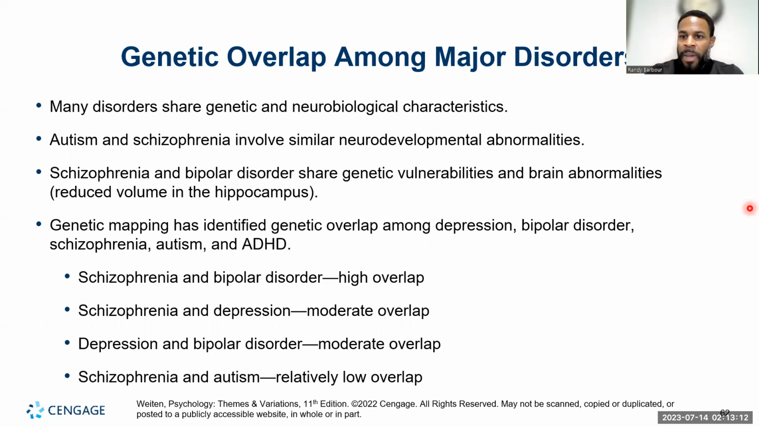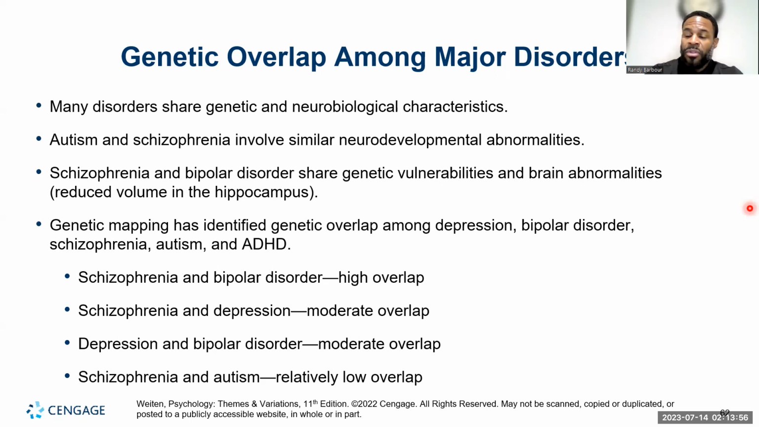overlap among major disorders. Many of the disorders that we've talked about may share genetic and some neurobiological characteristics. So, the enlarging of the ventricles in the brain, or the volume of the hippocampus, may influence schizophrenia, and it may also influence bipolar disorder, right? There are scientists who are seeing some overlap in the disorders that individuals are exhibiting. Autism and schizophrenia usually can involve similar neurodevelopmental abnormalities in the brain, right?